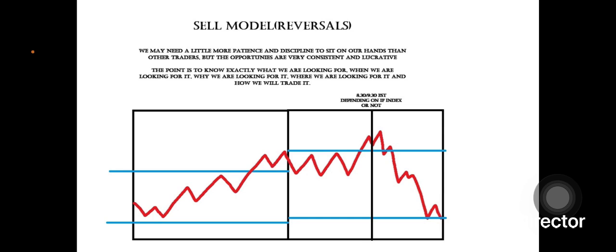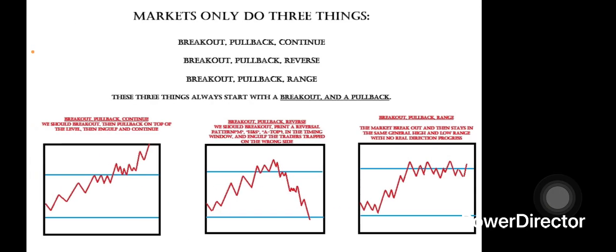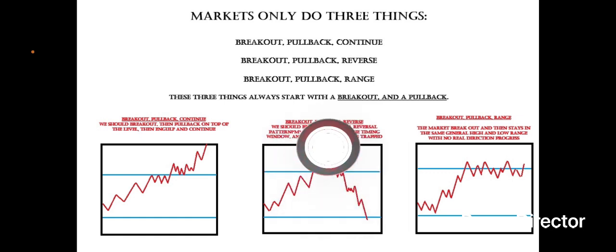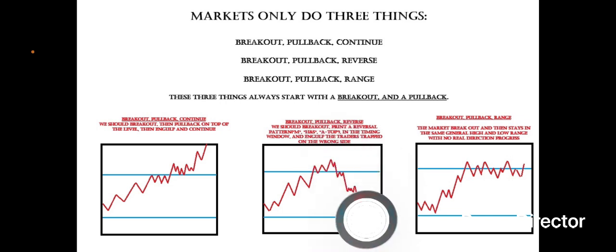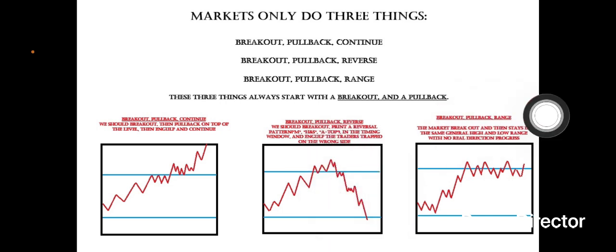The point is to know exactly what we're looking for, when we are looking for it, why we are looking for it, where we're looking for it, and how we will trade it. So if we break this down, what are we looking for? We're looking for this: break out above the level, print some type of reversal pattern, and then swiftly start trading in the opposite direction. That is what we are looking for.